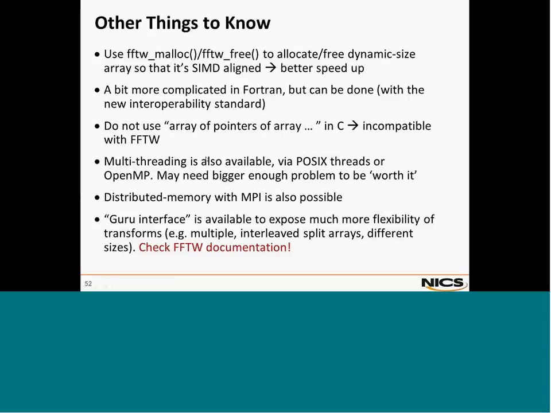It also has a multi-threading interface. You can do that using POSIX threads or OpenMP. But you really need big enough problems for it to work, otherwise you just lose time in the thread synchronization. FFTW also has distributed memory support with MPI, which we cover here. It's a cool interface, it exposes a lot more flexibility for transforms, and I recommend using the FFTW interface.